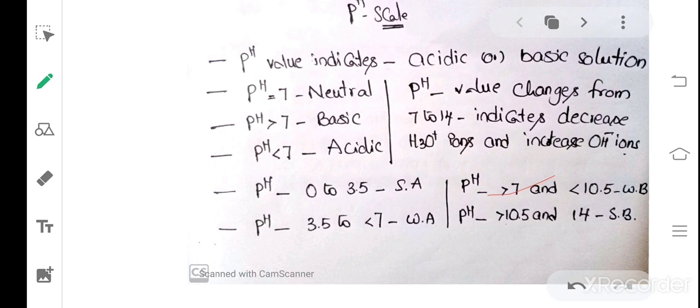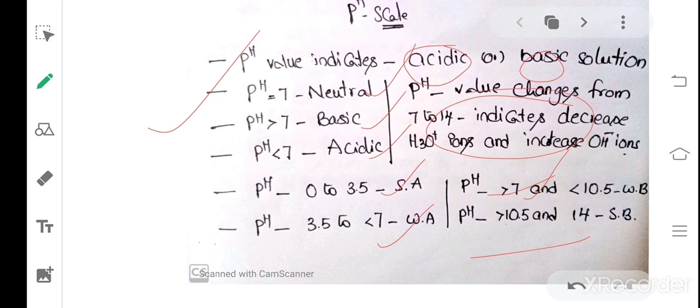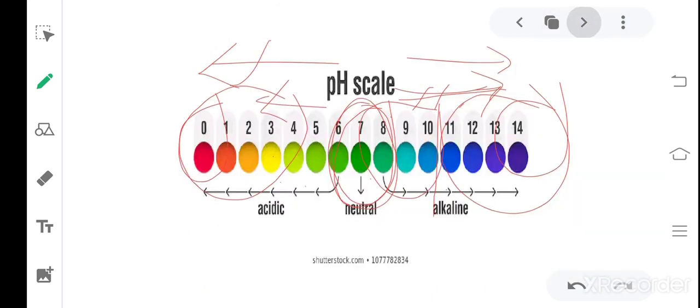The range, you should remember; I have given the notes here. The pH value indicates whether the solution is acidic or basic. pH equal to 7 is neutral, greater than 7 is basic, less than 7 is acidic. pH 0 to 3.5 is a strong acid, 3.5 to less than 7 is a weak acid, pH greater than 7 to less than 10.5 is a weak base, and pH greater than 10.5 to 14 is a strong base. We already discussed H3O plus: pH 7 to 14 means decreasing H3O plus ions and increasing OH minus ions.